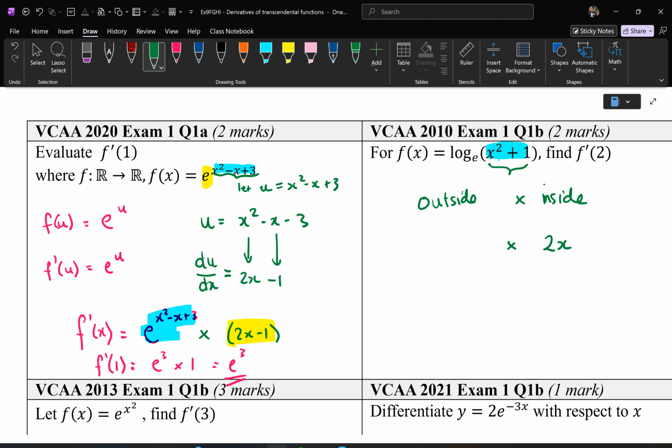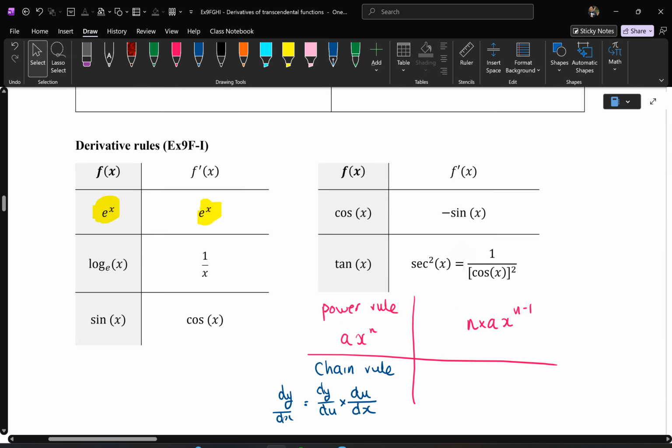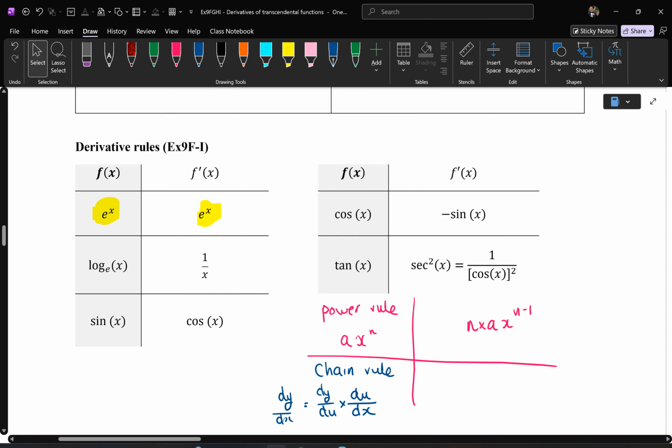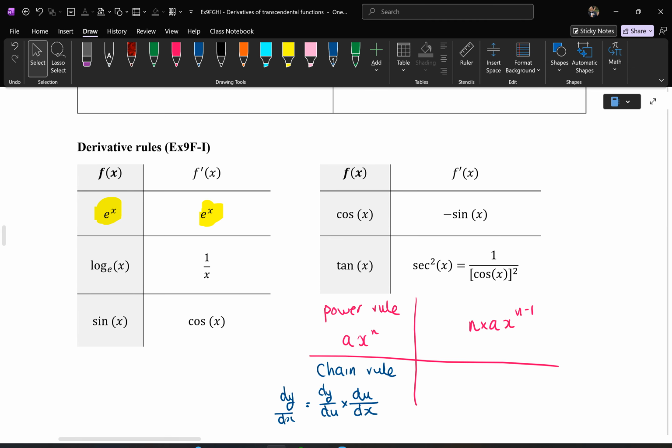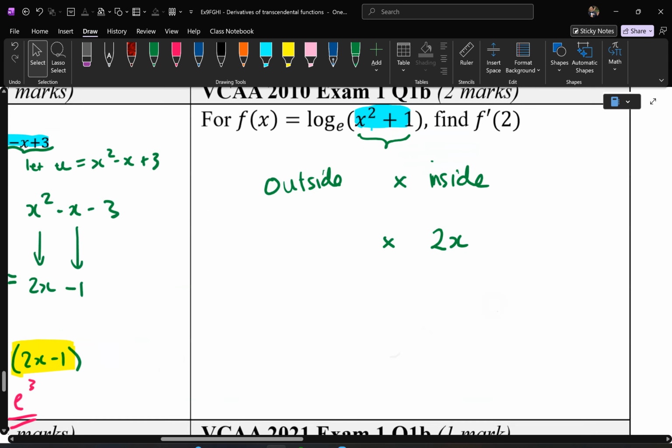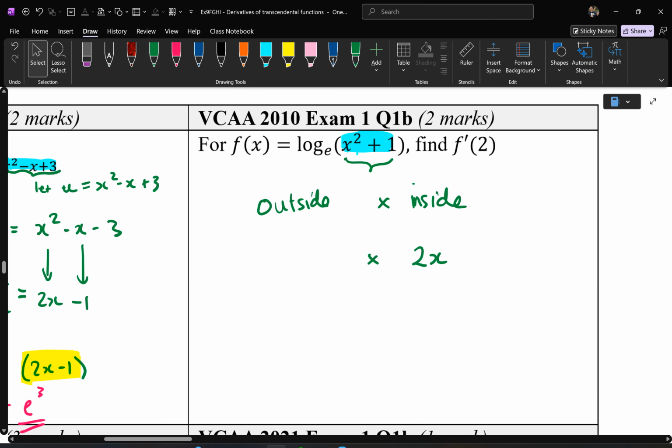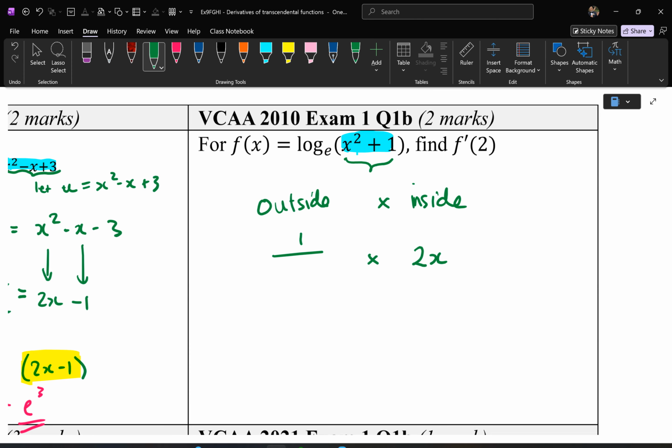And now we do the derivative of the outside. So it's almost like we ignore that x squared plus 1 even exists. I'm just asking, what's the derivative of log e of something? This is where you go back to your 6 rules that I've given to you so far. So if you go back to the previous page, log e of x, so log e of something, the derivative of that is 1 on something. So in that case, since it's log e of x squared plus 1, the derivative of that should be 1 on x squared plus 1.